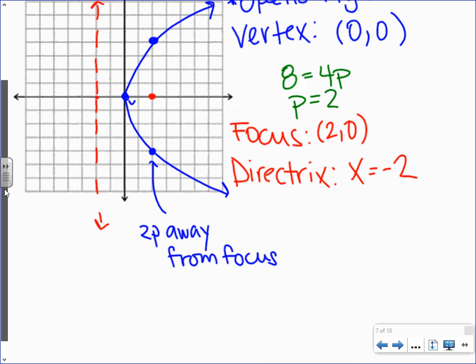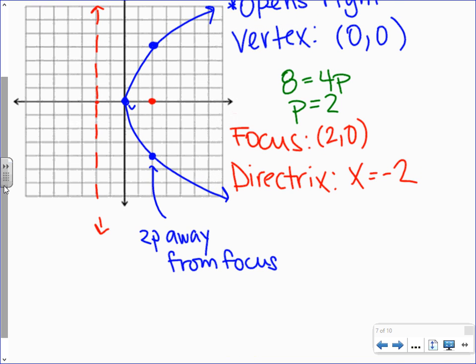Okay, that is how you're going to get the shape of your parabola. Okay, that way you don't have to think about how wide, how skinny. Just count from the focus 2p away and you'll get your shape. Okay, and as long as you do it correctly, it should be equidistant from the directrix. Okay, that was a nice example. The numbers were nice. We didn't have to rearrange the equation.